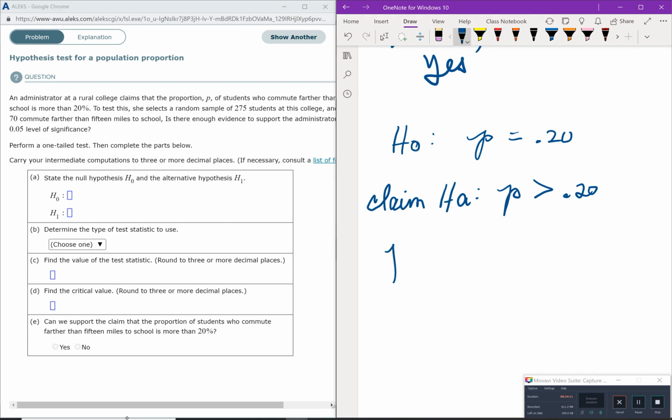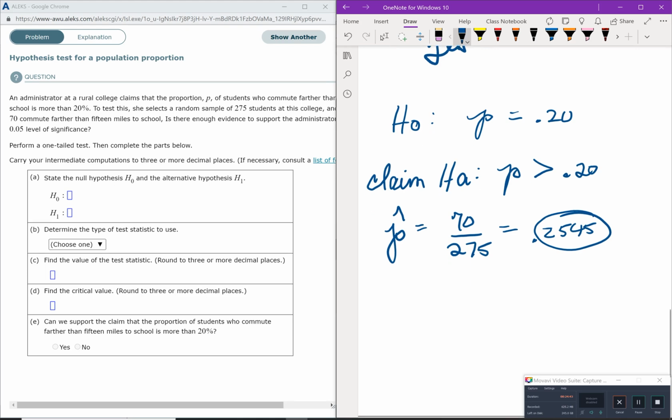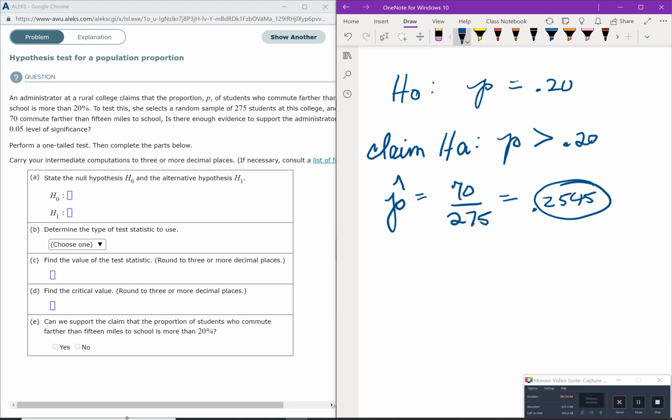The p-hat that is given to us in the question is stated as 70 out of 275 commute further than the indicated amount of 15 miles. So we could change this 70 over 275 into a decimal, which gives us 0.2545, repeating. So I would just leave it at maybe that. So we would use our null and alternative hypothesis, which are stated here in part A.